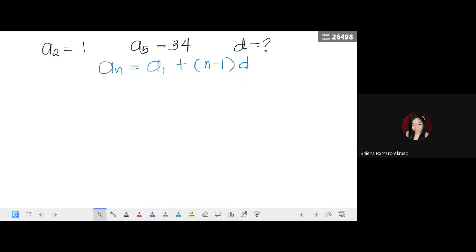Ito, ang dami nagpapa-admit. Nakakagigil. 8:22 na. Nagpapa-admit pa lang kayo.